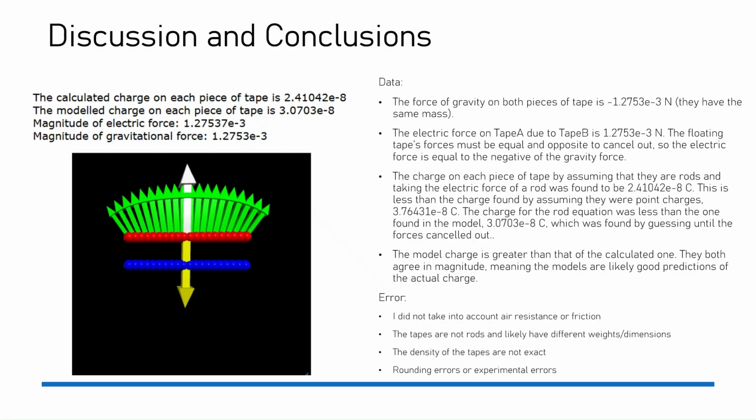So the model charge is greater than the calculated one, but they both agree in magnitude, meaning that they're likely good predictions. My error could be that I didn't take into account air resistance or friction, the tapes are not rods, the density of the tapes is not exact, and there could be rounding errors or experimental errors.